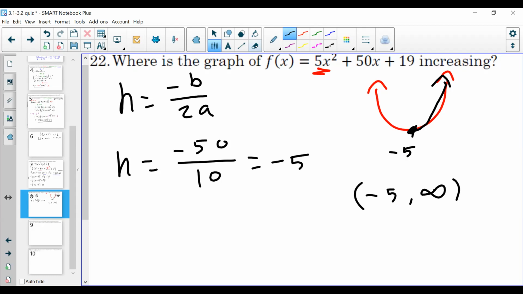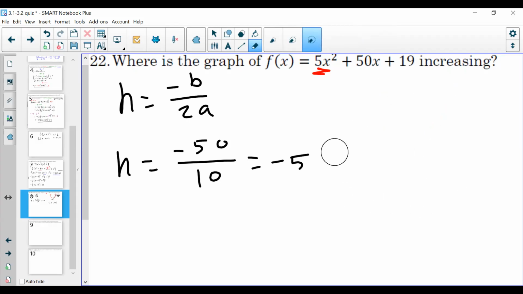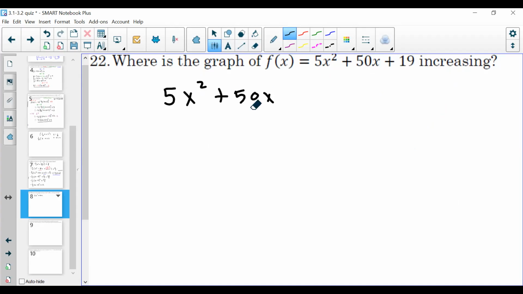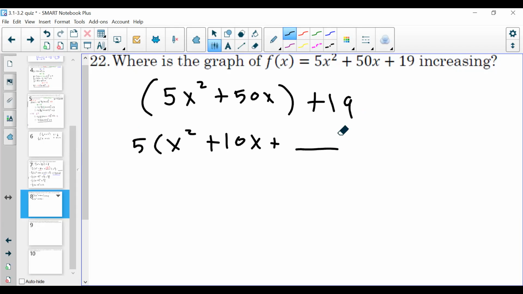All right. So let's say you guys forgot this equation that h is -b over 2a, and you need to solve it by completing the square. So we're gonna do that. So to complete the square, I'm gonna isolate the first two terms first. That should always be your first thing to do, isolate the first two terms. And then you're gonna factor out that 5. You have x squared plus 10x plus some blank plus 19 minus whatever you put in.